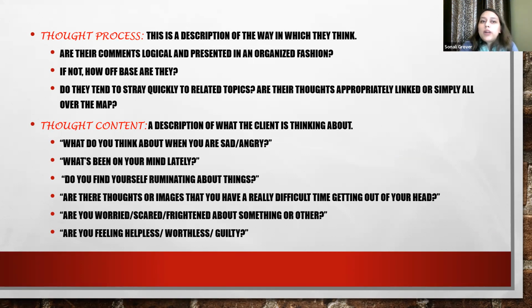Thought content. What is the content of their thought? A description of what the client is thinking about. What do you think about when you are sad or angry? What's been on your mind lately? Do you find yourself ruminating about things? Are these thoughts or images that you have a really difficult time getting out of your head? Are you worried, scared? These are a few examples of how you could ask. Are you feeling helpless, worthless, guilty? So you have to build a connect while asking all of these as well, right? You have to note them down, indirectly ask them all of these things and know about the client.